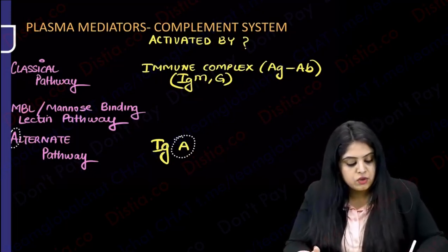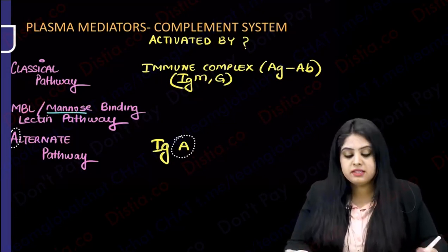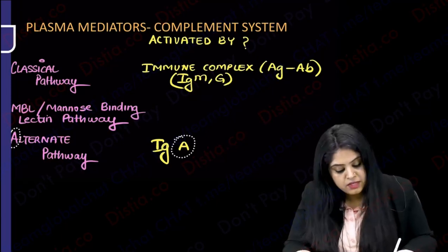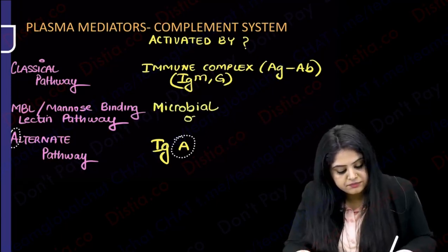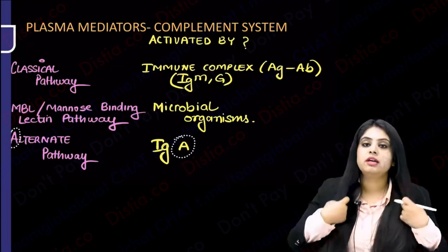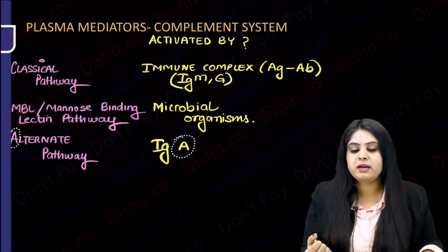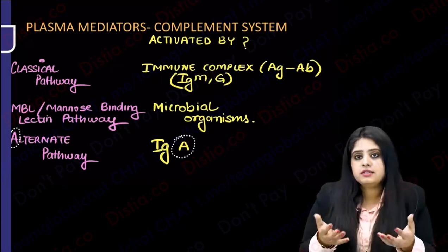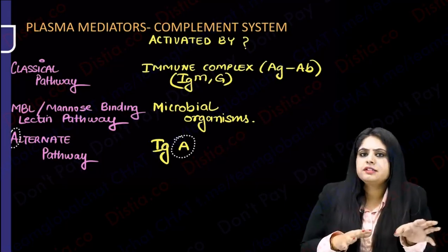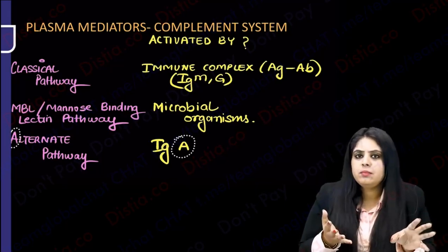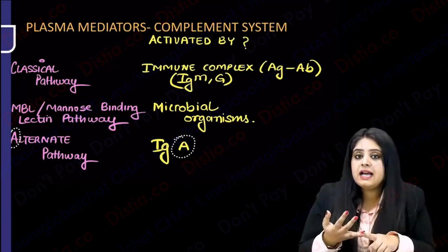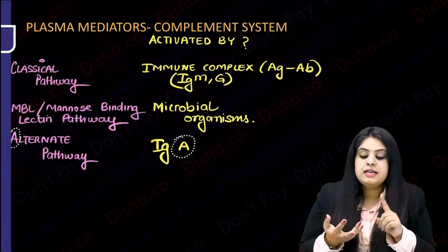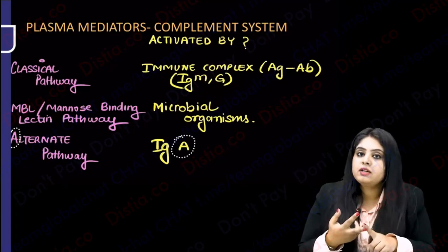And when I talk about mannose, mannose is something in the bacteria. So any pathway directly activated by the microbial organisms, that is going to be the mannose pathway. So simple, end result of everything is going to be the same. The starting is different. So classical by classical complexes, M and G complexes, alternate by A, IgA antibody complexes, and mannose by the bacteria or the microbial.